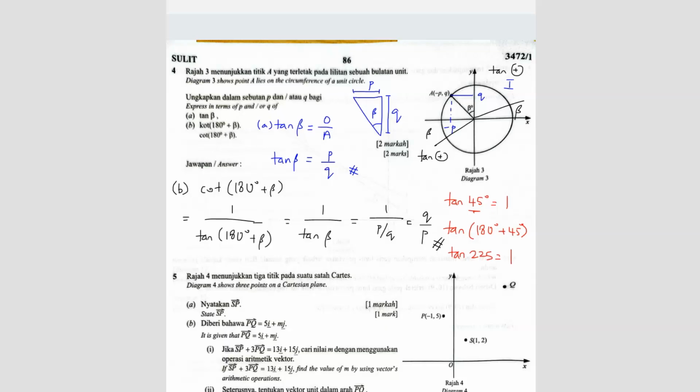I hope you all understand this, because I know some people find this hard to understand, but basically they are identical. It's just that one is in the first quadrant and the other one is in the third quadrant. So that's why these two are the same as well. Alright, next.